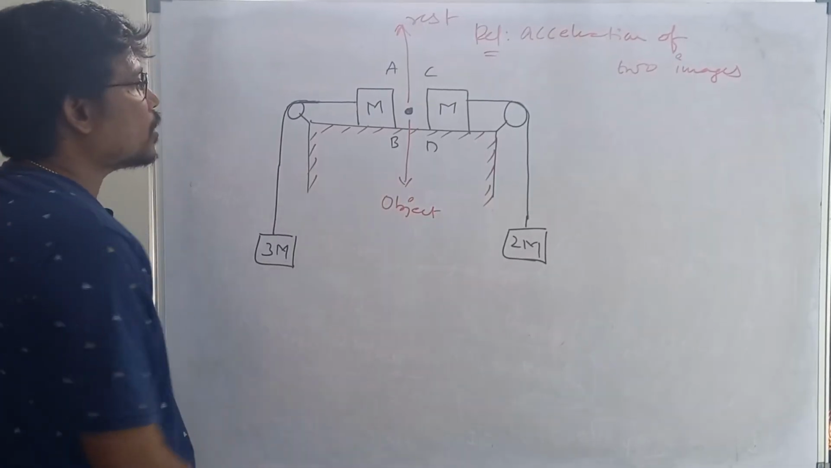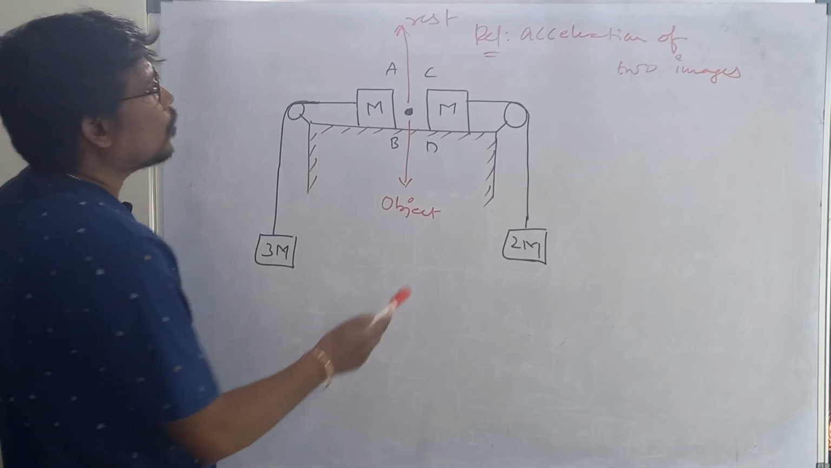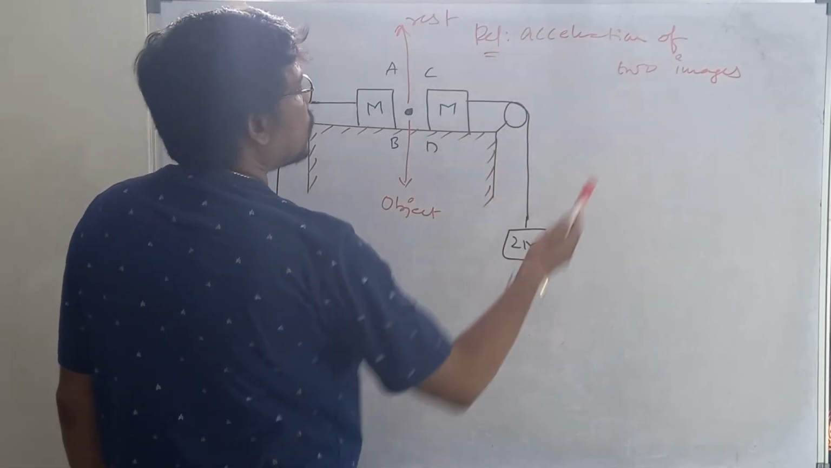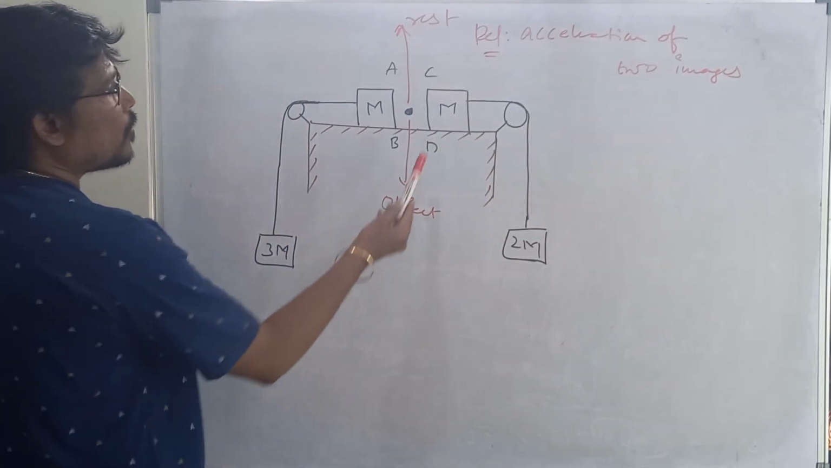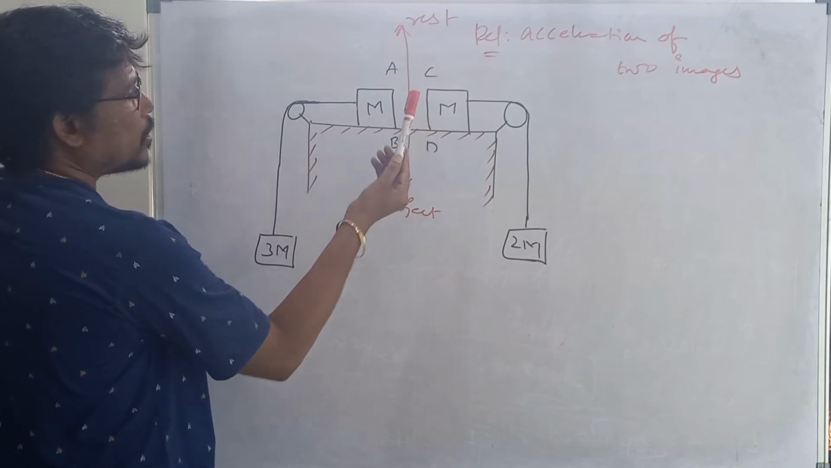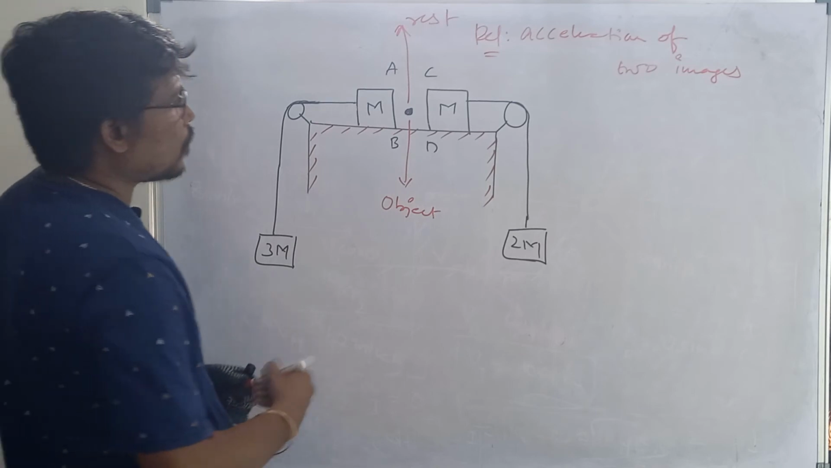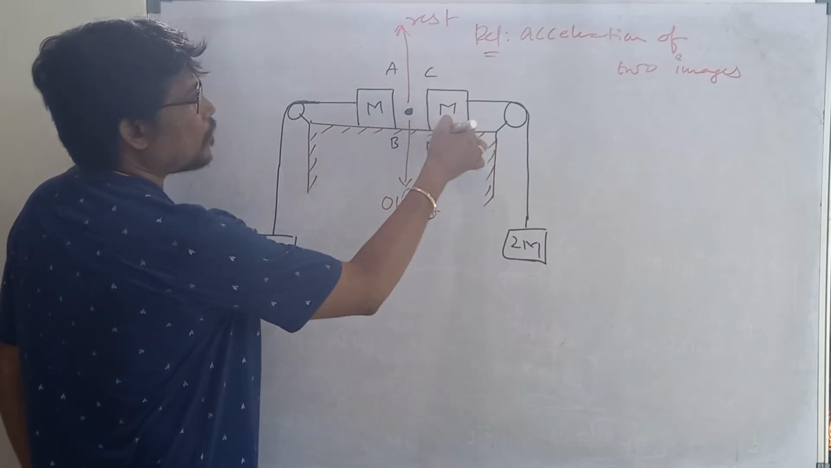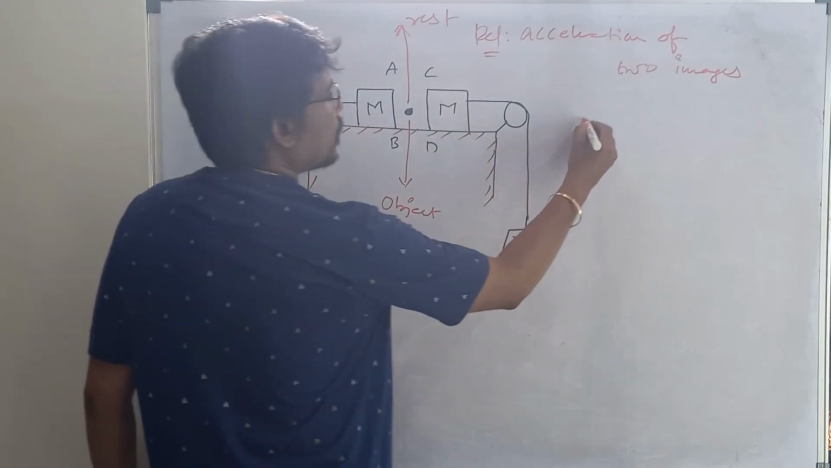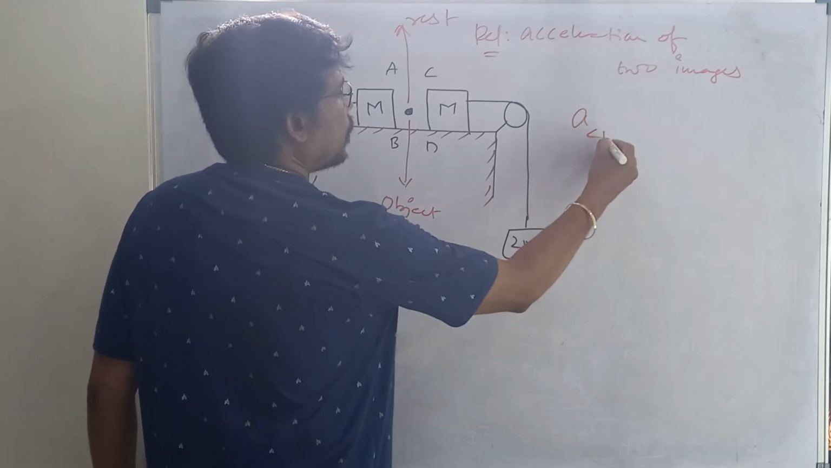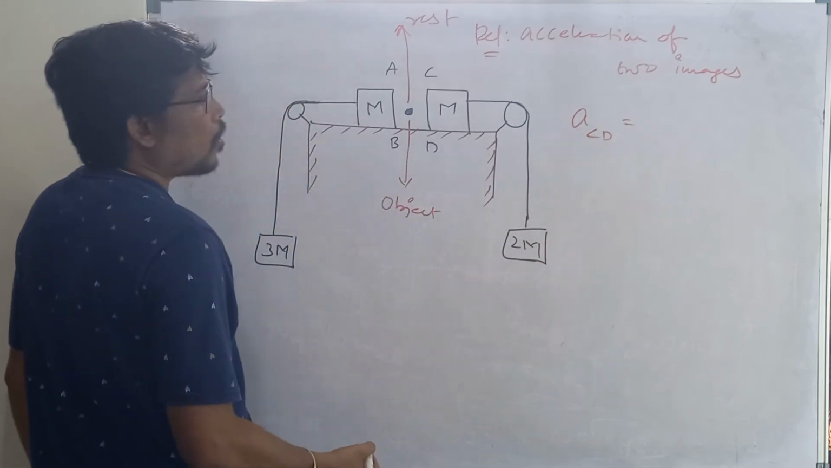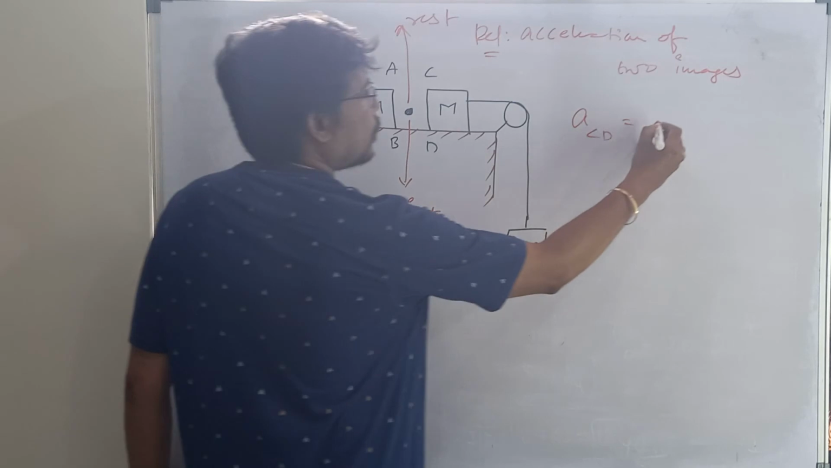Now see, in this problem, find the relative acceleration of the two images. Because of this reflecting surface an image is formed, and because of this reflecting surface an image is formed. So first of all, find the acceleration of the image of CD. How to find the acceleration of the image of CD?